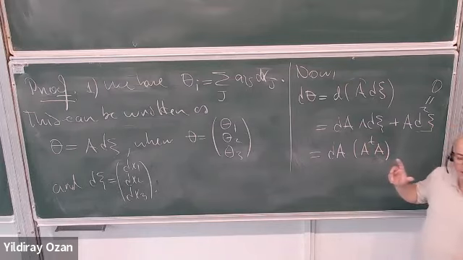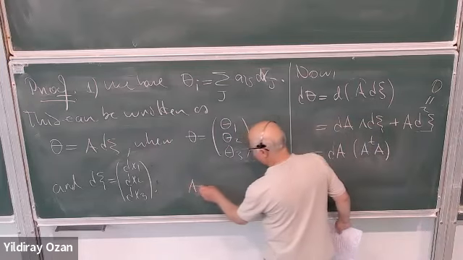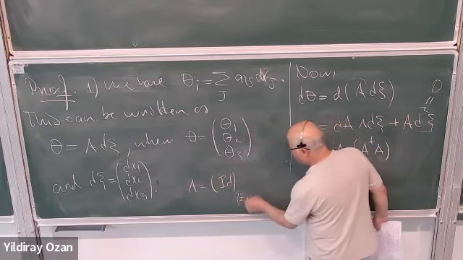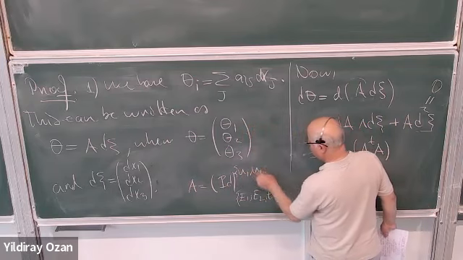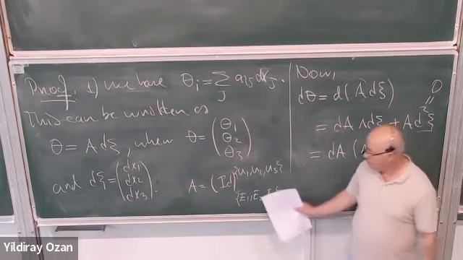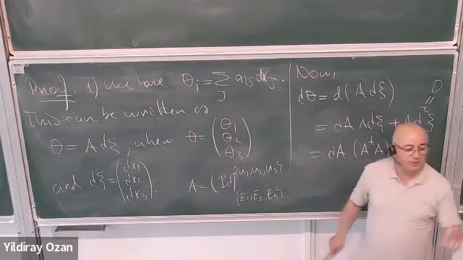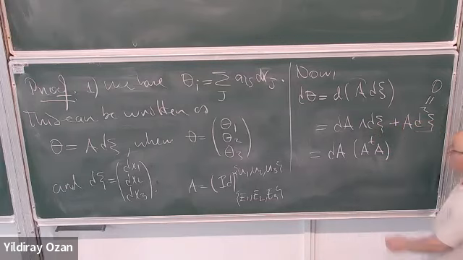Why is that? Because A is the base change matrix between two orthonormal frames, right? A is the base change matrix from the frame E1, E2, E3 into U1, U2, U3. They are both orthonormal frames. This is the base change matrix. Therefore, this is an orthogonal matrix. And for an orthogonal matrix, we have A transpose equals A inverse. Therefore, A transpose times A is the identity matrix.